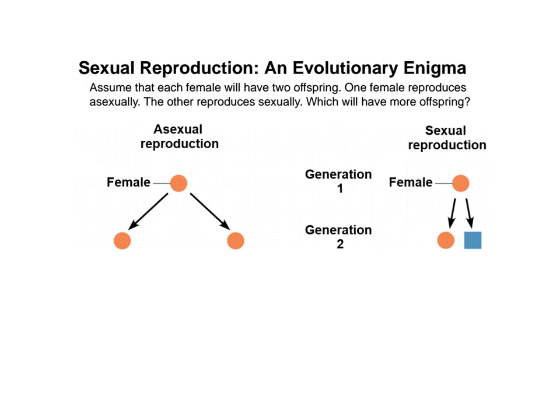The disadvantages of sexual reproduction are very clear. Let's take a model situation where we assume that each female has two offspring. One female is going to reproduce asexually, and we'll compare that to another one that reproduces sexually. After a number of generations, which will have more offspring? You can probably guess already what will happen.